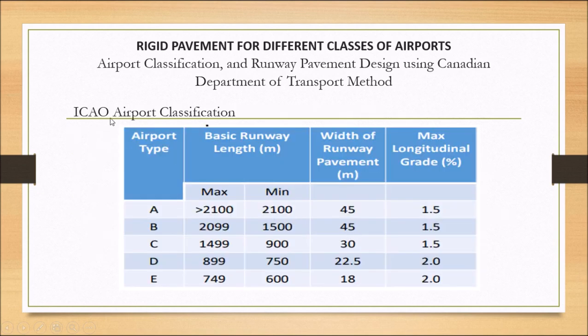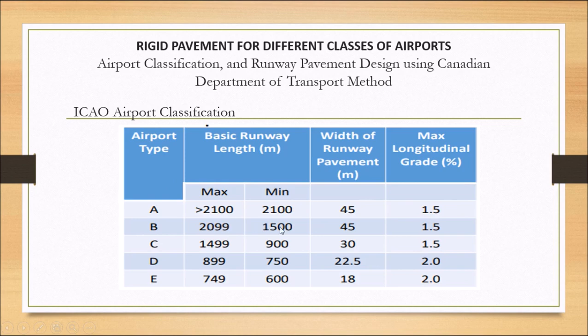Next, let's look at the ICAO airport classification. So here we have airport type, we have basic runway length, maximum and minimum. We have the width of runway pavement for that airport type. Then we also have the maximum longitudinal grade. So here you can see for airport type A, the maximum runway length is 2,100 and the minimum is still 2,100. So we have the width of the runway 45 meters and the maximum longitudinal grade is 1.5.